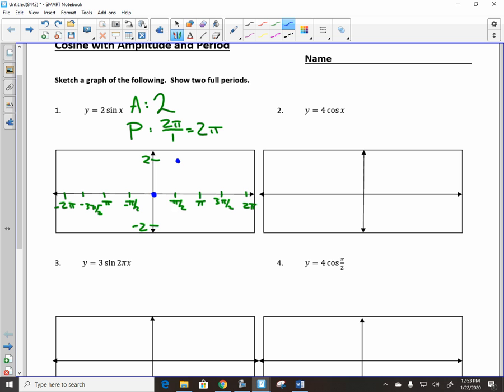Where do you think it goes after that? Back down to 0. Where do you think it goes after that? Down, and then back up. And so those are the important points to identify: where it crosses the x-axis and also the maximums and minimums.